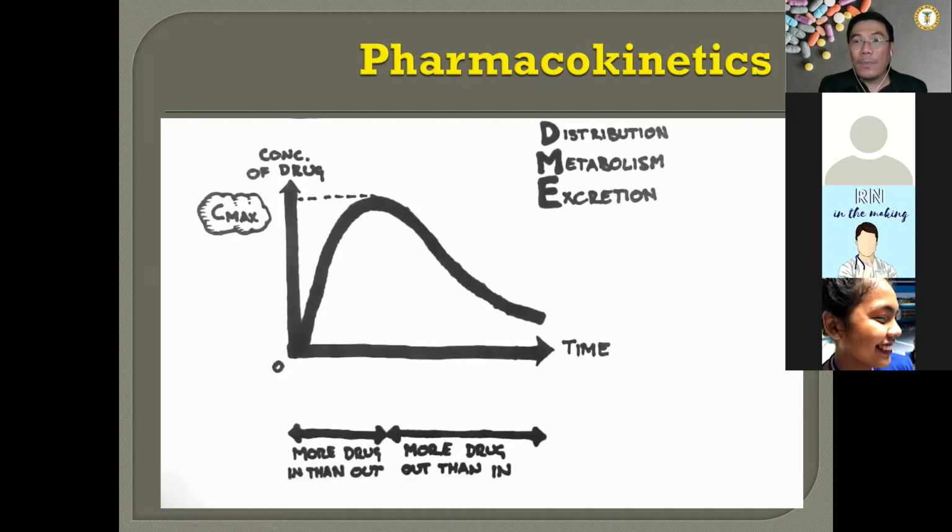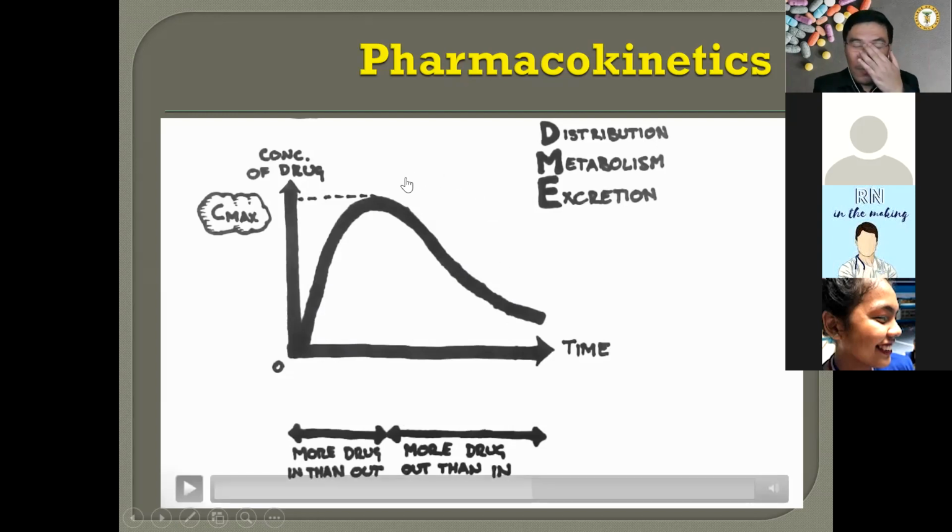So that's why it is very important to give the drug on time, because the drug may reach the maximum concentration level, and once it reaches the maximum concentration level, it will start to decrease and undergo metabolism and excretion.